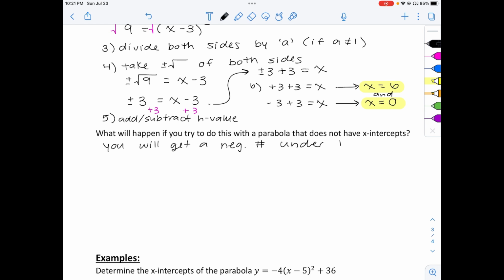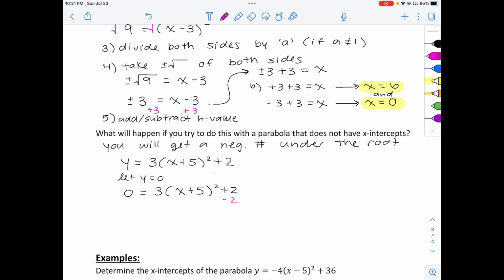Okay, so if we look at an example, if I have y equals 3(x plus 5) squared plus 2. The first step is I'm going to bring the k value over, so I'm going to subtract 2 here. Oh, sorry, actually, first step is I'm going to let y equal 0. Okay, so I'd have 0 equals 3(x plus 5) squared plus 2. Then I'm going to bring the 2 over by subtracting it. I would have negative 2 equals 3(x plus 5) squared.